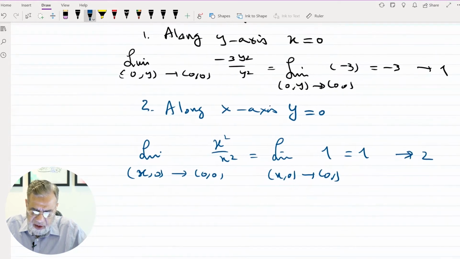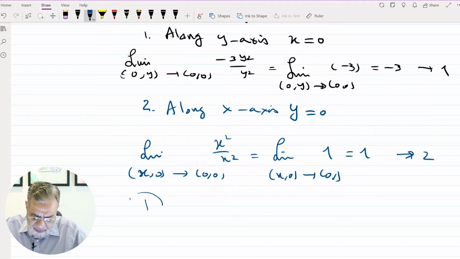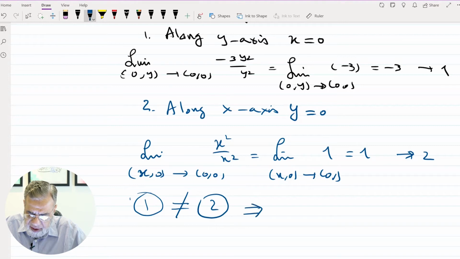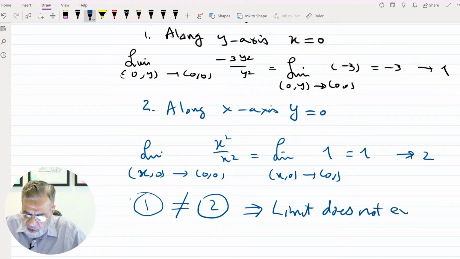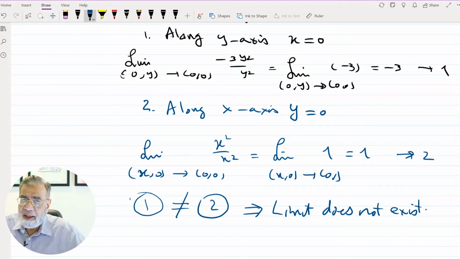So I have the limit along the y-axis as number 1, and the limit along the x-axis as number 2, and they are not equal. When they are not equal, we say the limit does not exist. So I take another example to show you what happens if they are equal. Then we have to take some additional path. This is my next example.